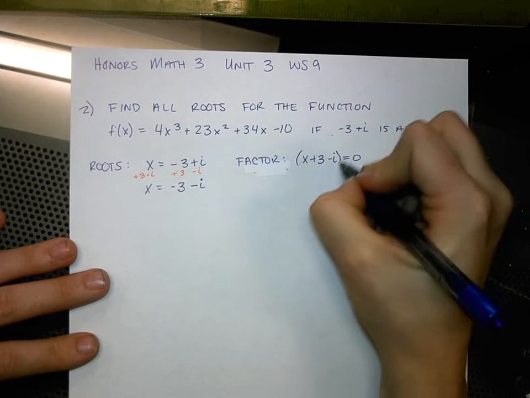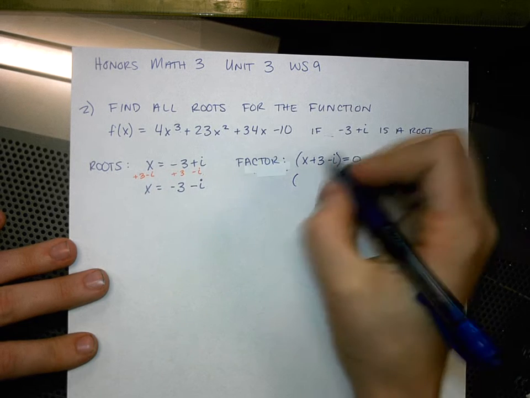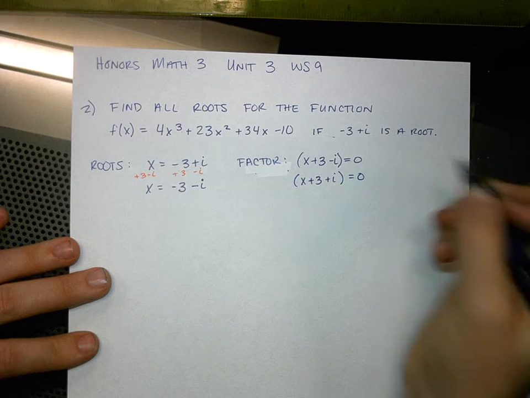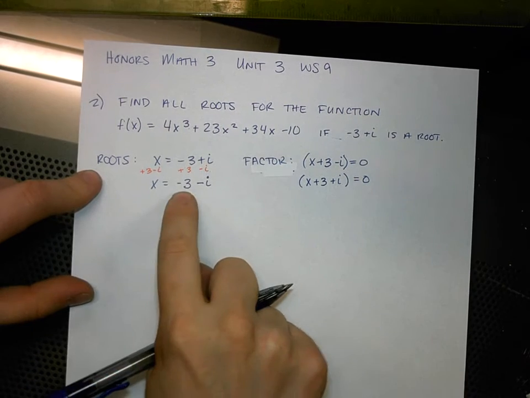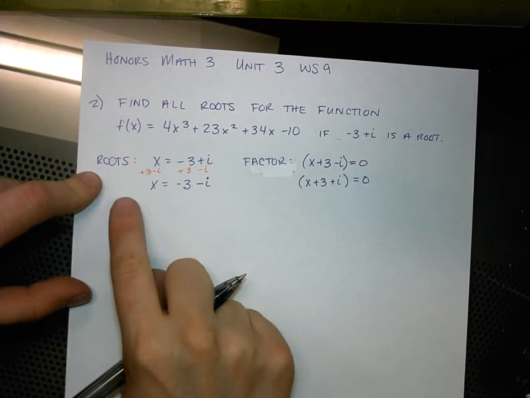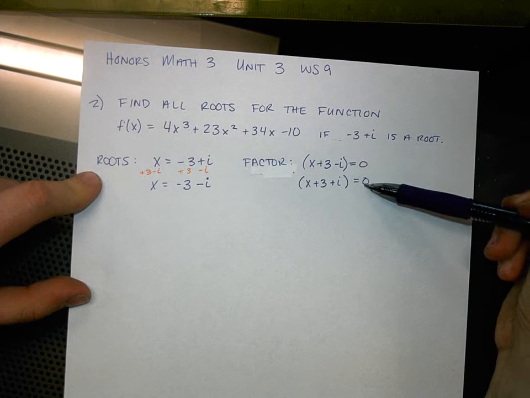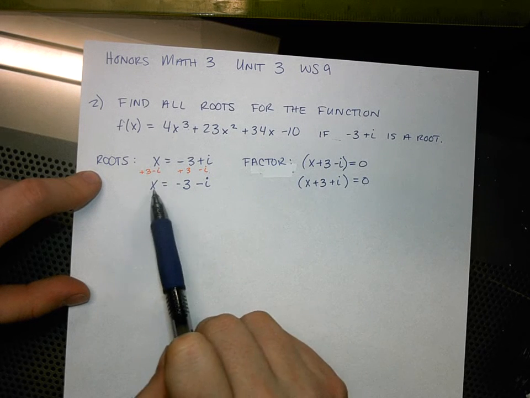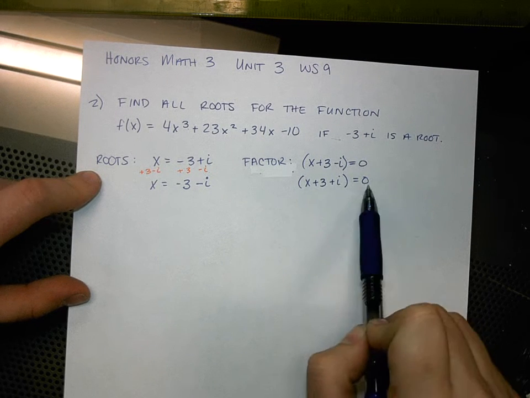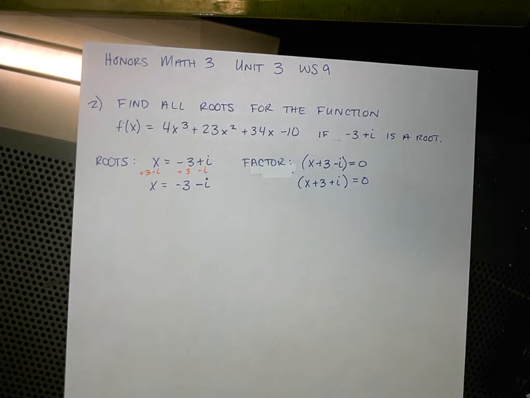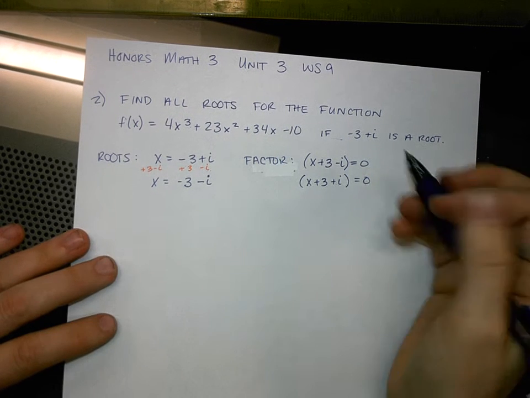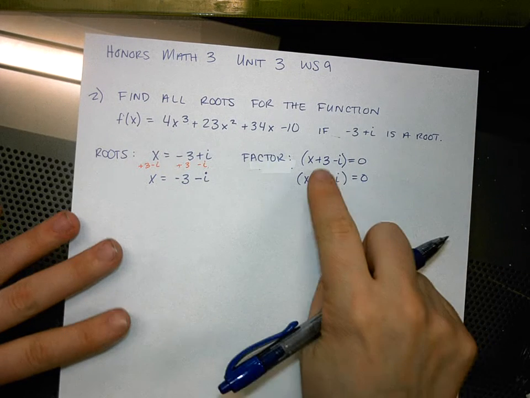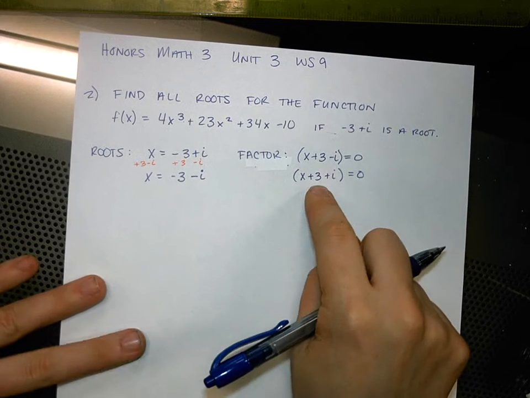My second factor, I'm going to do the same thing. I'm going to add the 3 to the other side, so I get x plus 3, and then I'm going to add i. Both of those factors helped me to find the roots of my function, which are zeros. So zeros and roots mean the same thing, so I can set those equal to 0 in order to get my roots, which means my factors will be equal to 0. And that's why I was able to solve for the factor. So now I have these factors with imaginary numbers in them.